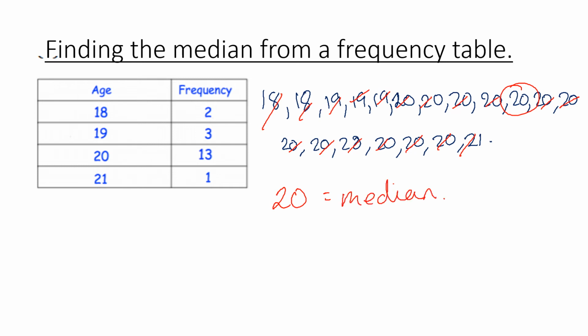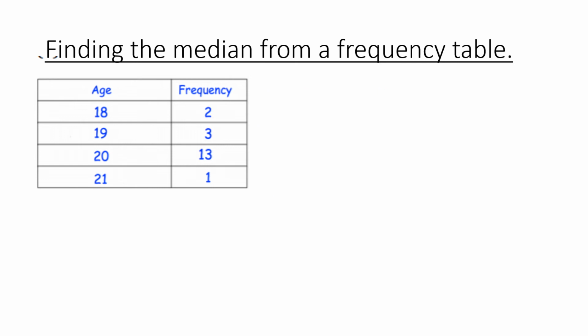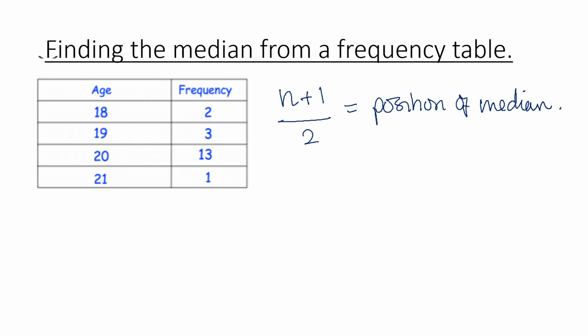Now this is prone to error, and takes a long time. So there must be a better way of doing this. We can use a different way, and that is by finding the position of the median value using a formula which is n plus 1 divided by 2 equals the position of the median, where n, this value here, n, is the total frequency.